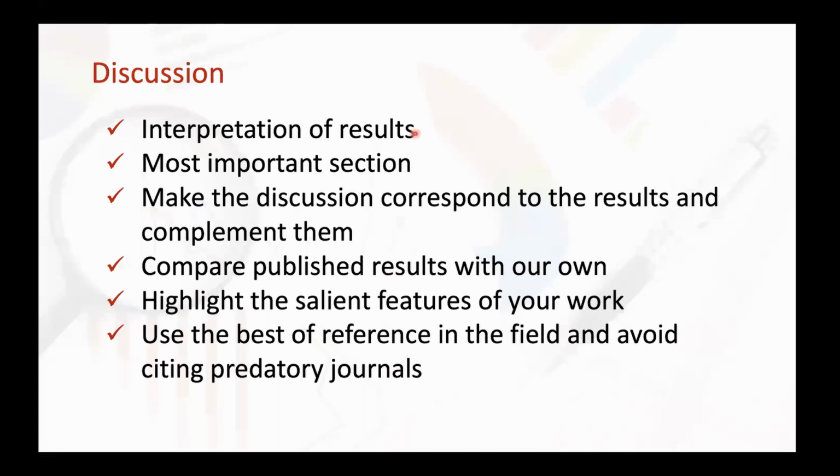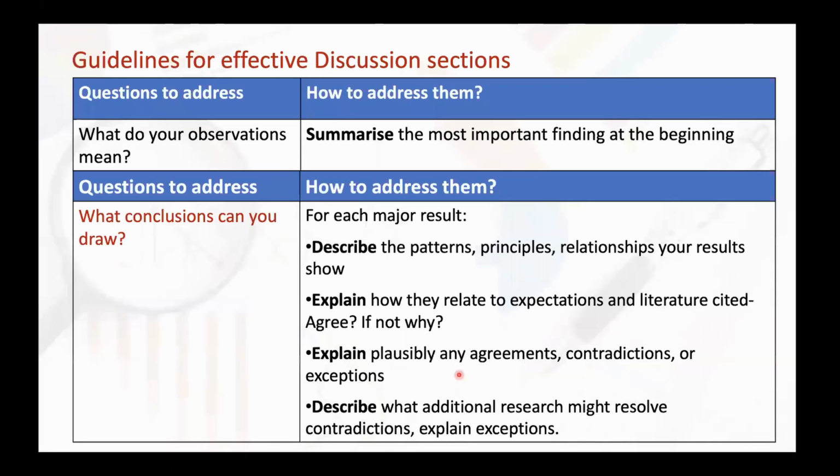You interpret the result. This is the most important section. You have to actually discuss with the published work. Make the discussion correspond to the result and complement them. Then compare published results with your own work, and highlight the salient features of your work, how your work differs from the other works, and then use the best references in the field and avoid predatory journals. So if you follow these guidelines, you can prepare a very good discussion. For example, I am asking some questions, and these questions should be answered in the discussion part. Then what do your observations mean?